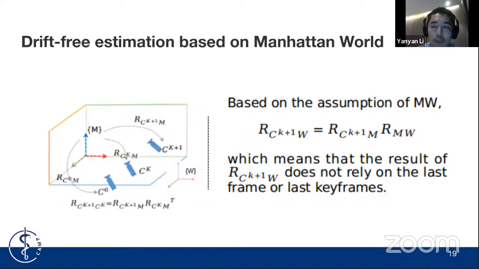You don't need to worry about intermediate frames between the k plus 1 frame and the first frame. So it means errors in those frames will not lead to errors in this frame. This is the drift-free idea.